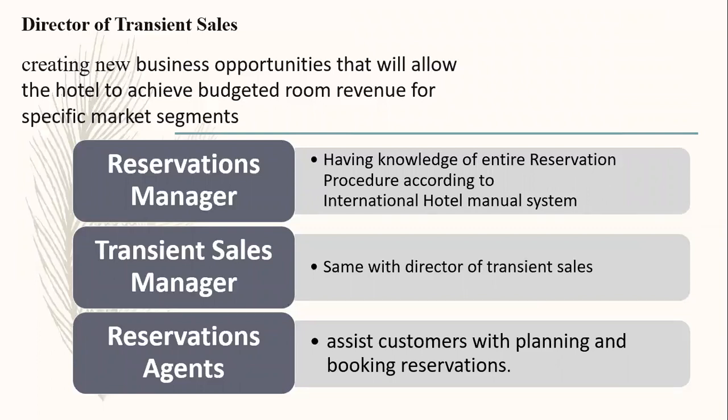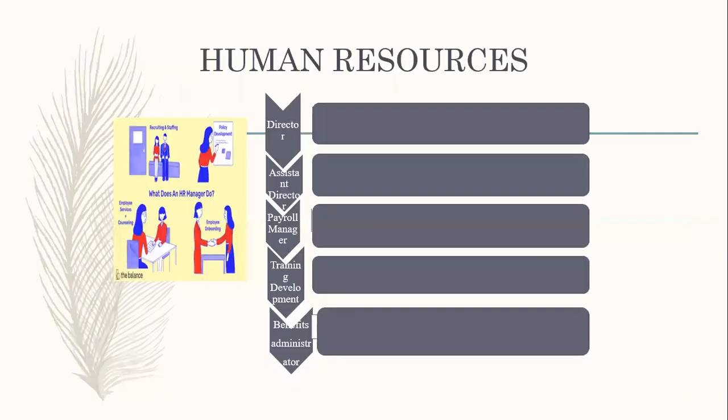And the last part of this director is reservation agents. The main duty of a reservation agent is to assist customers with planning and booking reservations. This can mean booking a hotel room, a car rental, airplane tickets, cruise package, or tickets to a show. They may also help plan travel itineraries by suggesting local tourist attractions and places of interest.